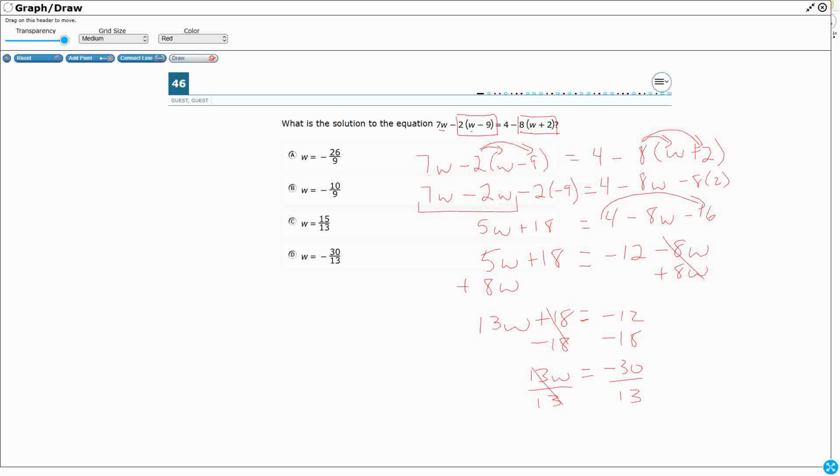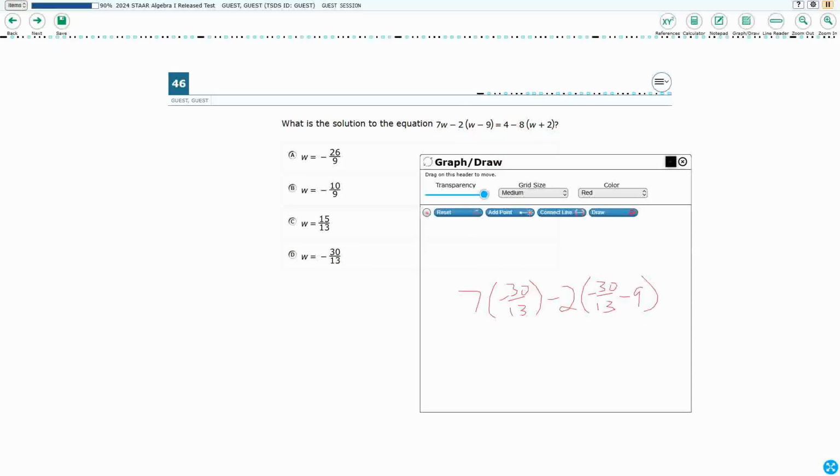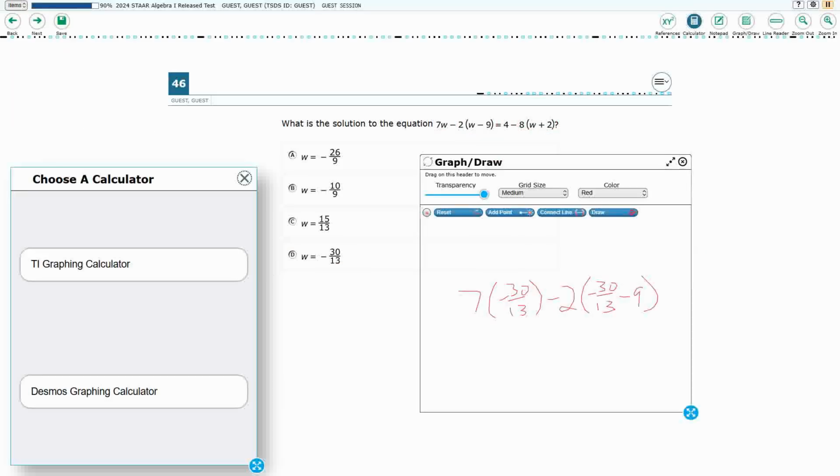Okay, so I'm seeing this right here. So how do we double check this? Well, what we can do is write it out like this. 7 times negative 30 over 13ths, right? Minus 2, and then negative 30 over 13ths minus 9. Right, now that's quite a bit. So let's see what we could do with the calculator here.